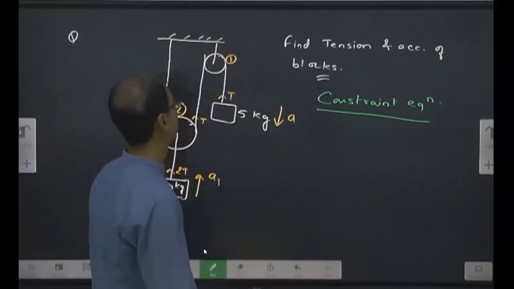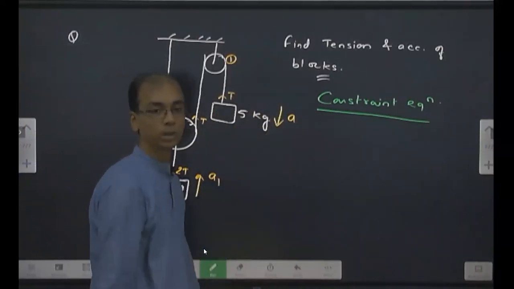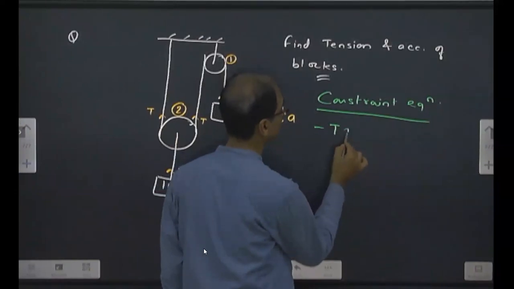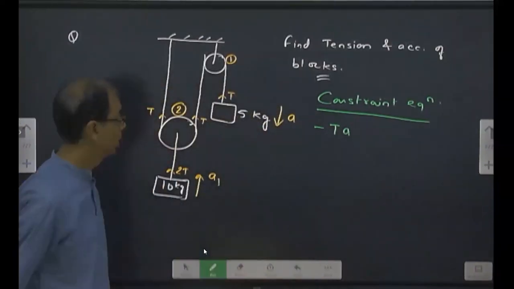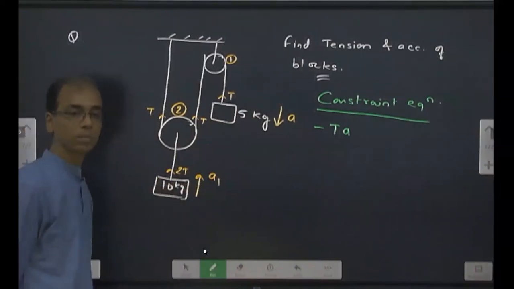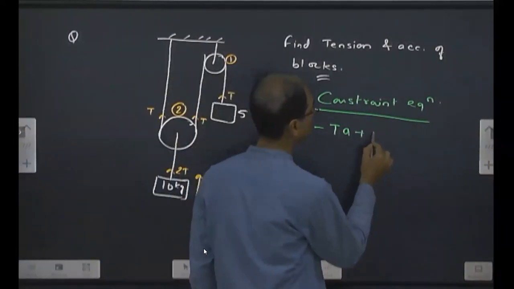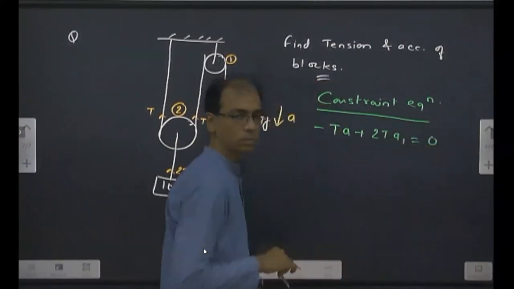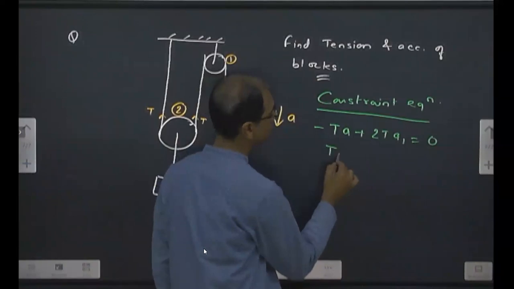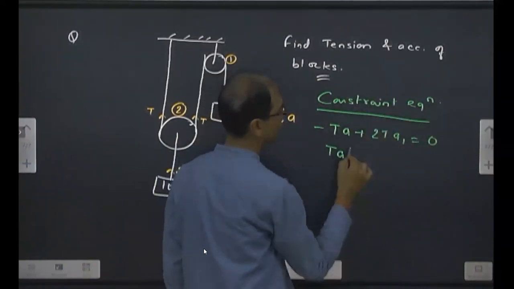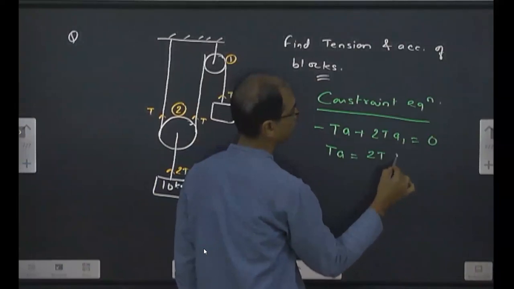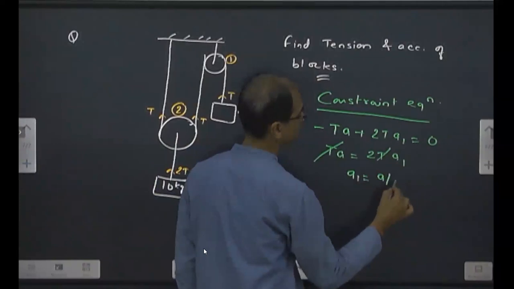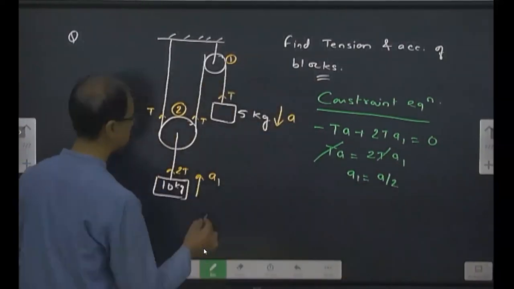So here, tension upwards, acceleration downwards. So, minus T into A. Here, tension and acceleration in same direction. So, plus 2T into A1 equal to 0. So, then T into A, we took this one that side, equal to 2T into A1. T gets cancelled. A1 here also is A by 2. So this A1 is A by 2.